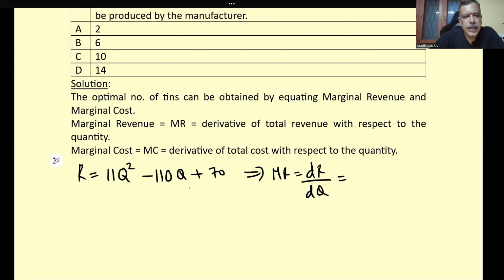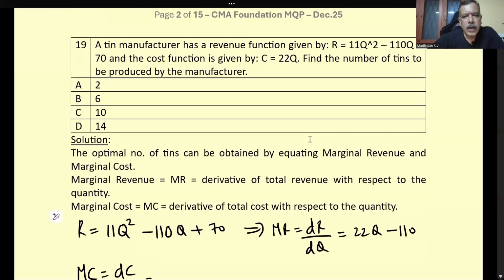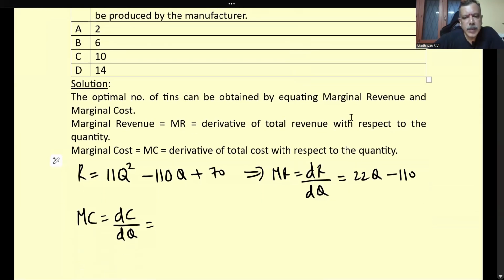If we differentiate Q square, it is 2Q. So 2Q into 11 is 22Q. And if I differentiate Q with respect to Q, it is 1. So it is simply 110. If I differentiate 70 with respect to Q, since 70 is a constant, it is 0. So only this much is the marginal revenue. Then comes marginal cost. It is the derivative of total cost with respect to quantity. And my cost is given as 22Q. If I differentiate Q, it is 1. So it is simply 22.